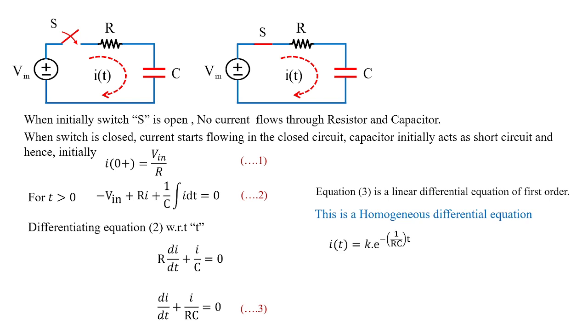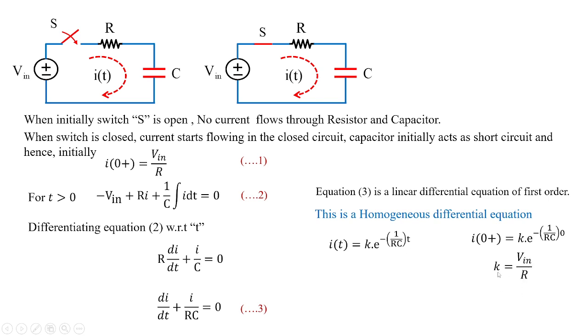And the solution for this is obtained as i of t is equal to K e to the power of minus p t, where we treat p as the mathematical equation root, that is p is replaced by 1 by RC, into t, and K can be obtained from the initial conditions. And the initial condition we have seen, i of 0 plus, the value of current immediately after the switch is closed, is Vin by R.